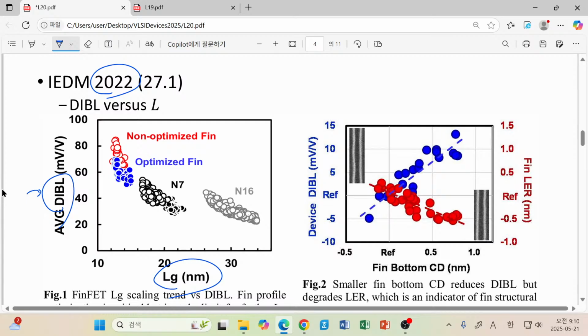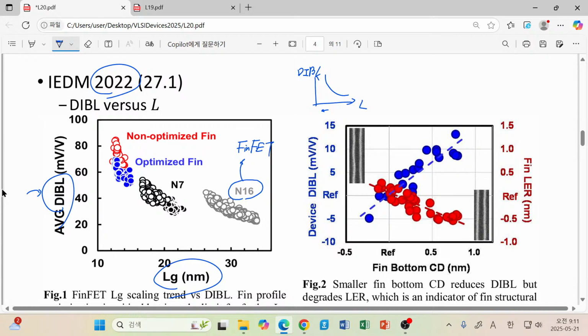As I told you previously, when I draw channel length versus DIBL, there is always a sharp increase of DIBL when we decrease the length. Now you are looking at state of the art data from TSMC. Here you can see node 16. Node 16 is the very first FinFET node of TSMC.